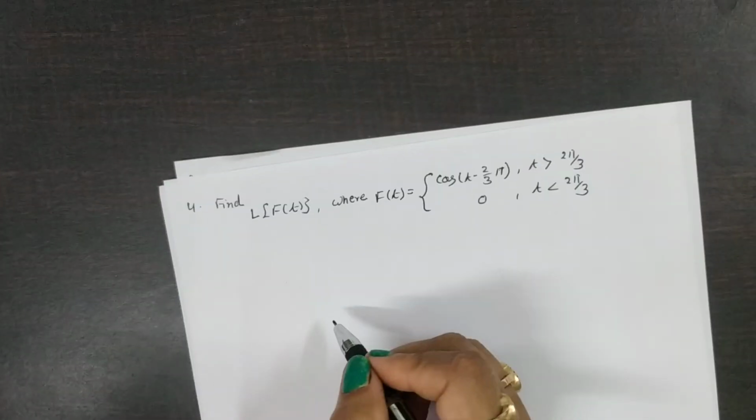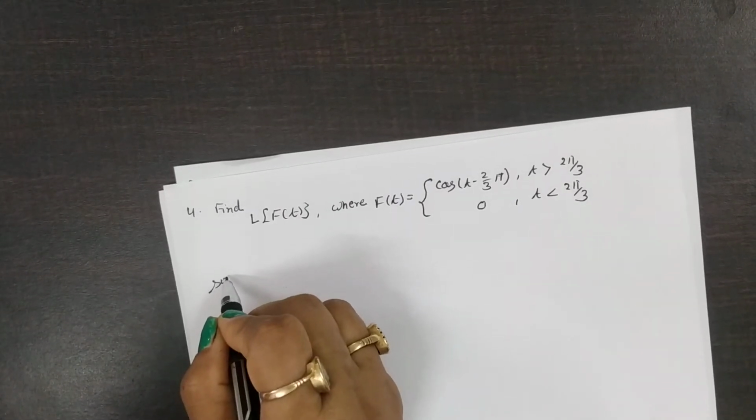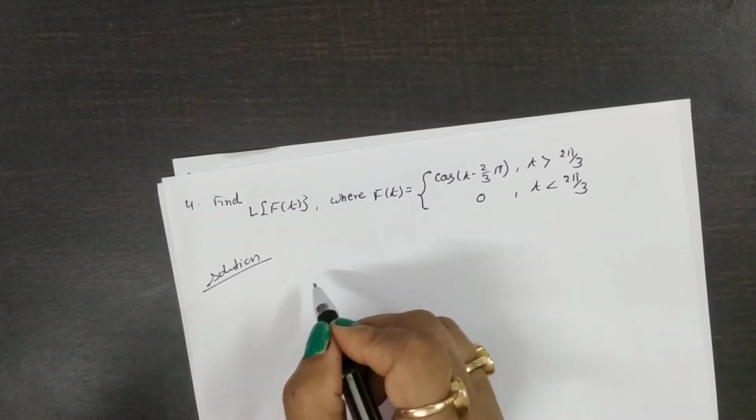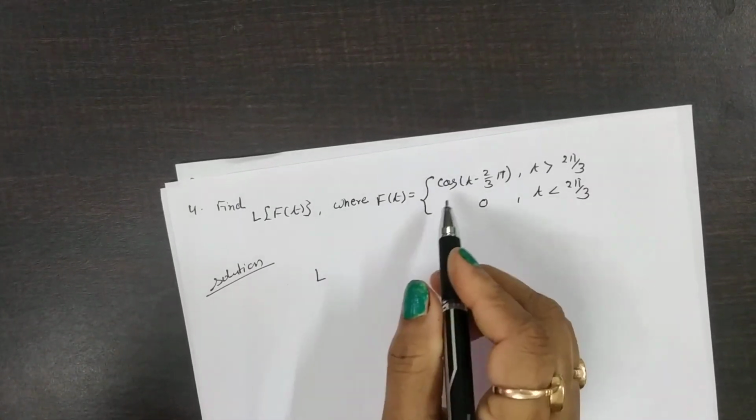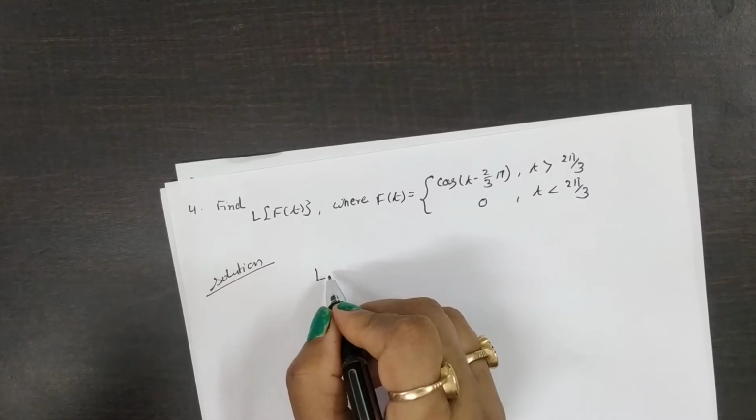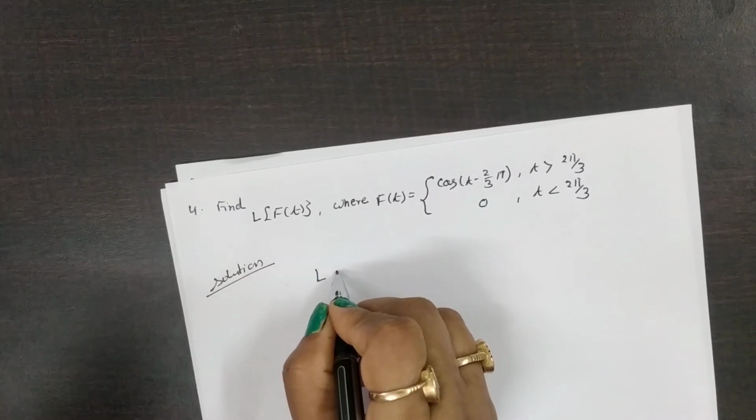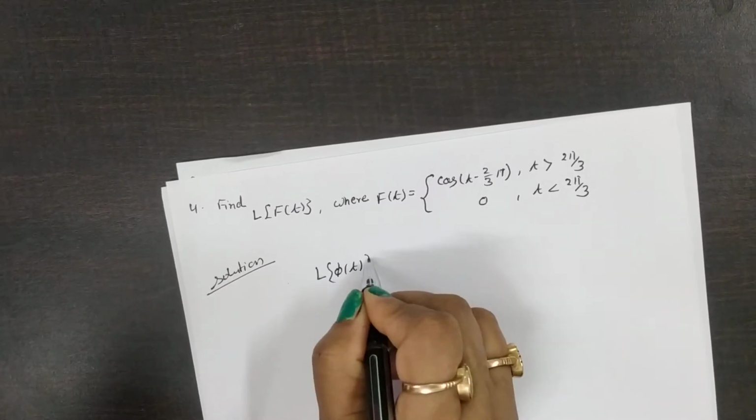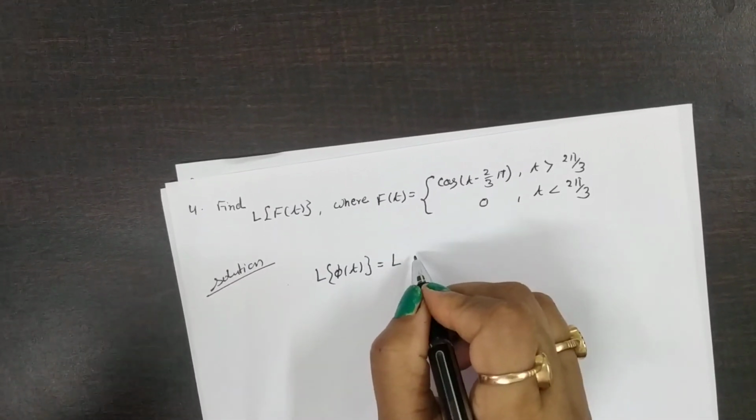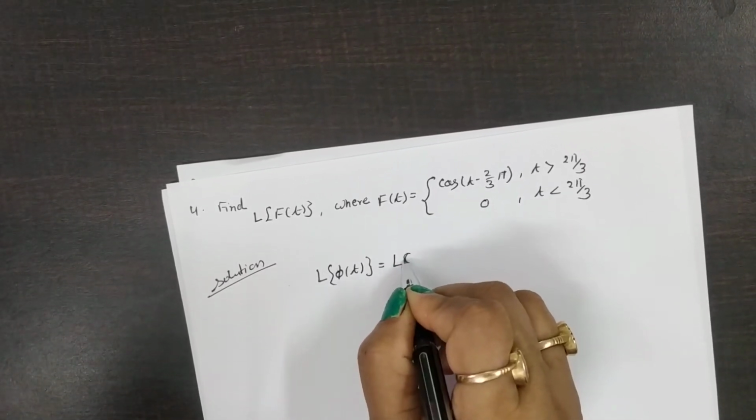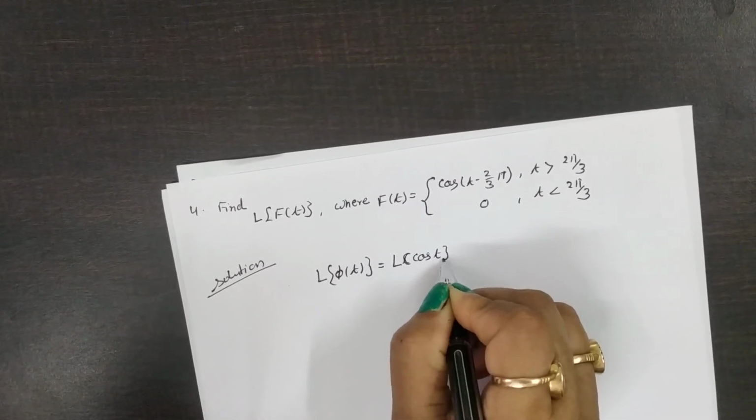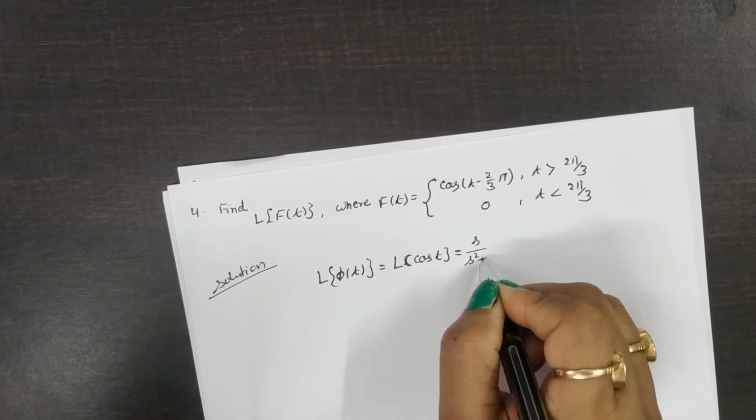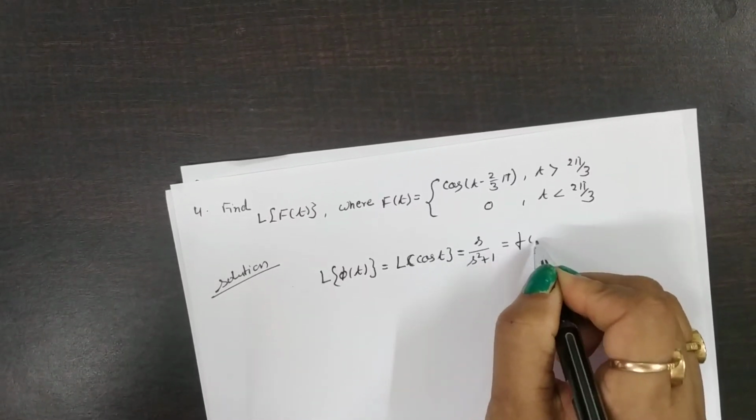Now we solve this problem. Here we use the second shifting property. Let us suppose the Laplace of g of t is equal to the Laplace of cos t. According to the formula, you know that this is s by s square plus 1, which is equal to f of s.